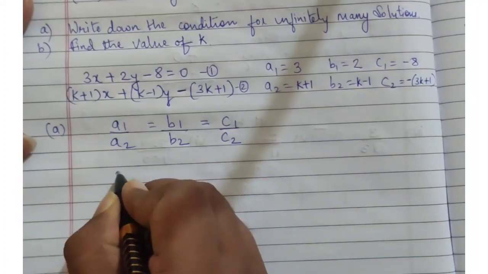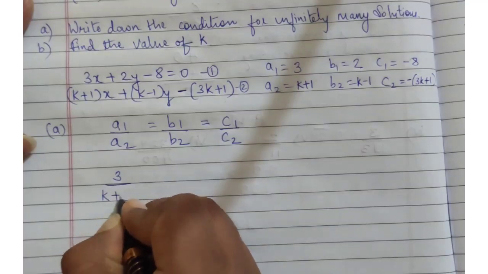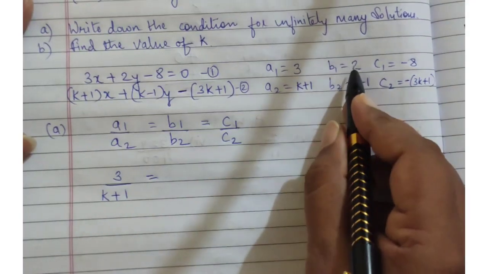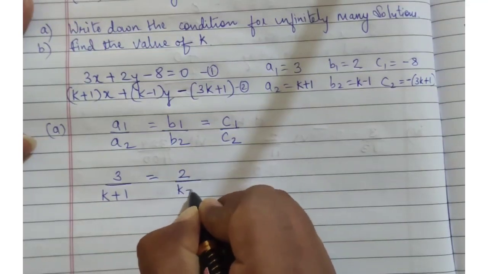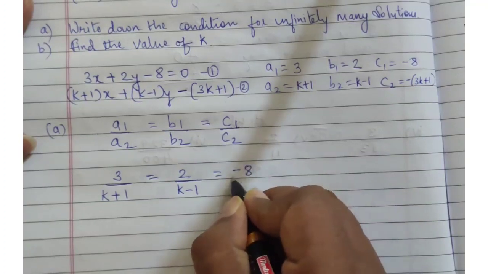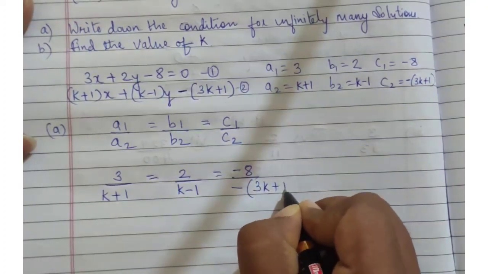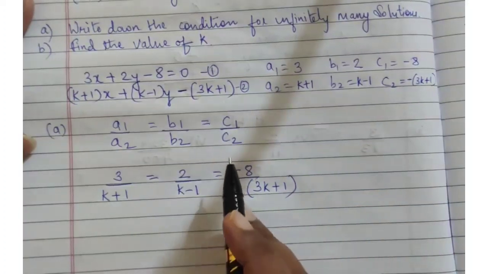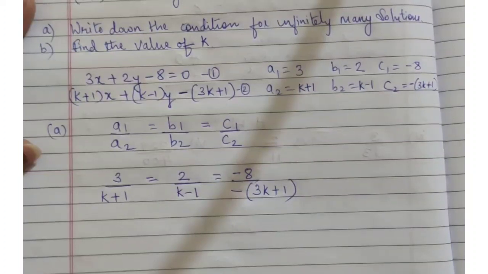So A1 here is 3 upon k+1, equals 2 upon k-1, equals minus 8 upon minus (3k+1). So we have substituted in the formula. Next we need to find the value of k.